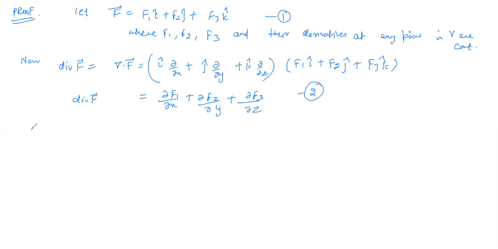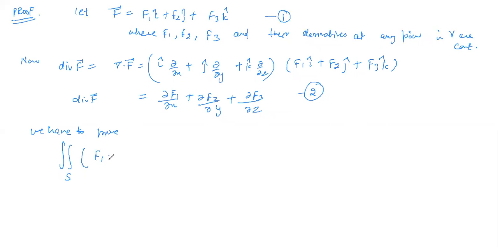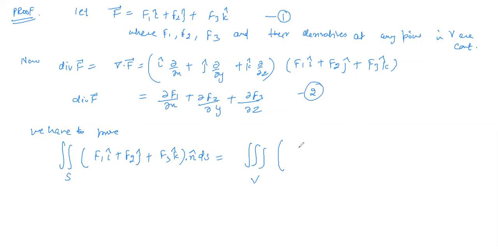Now in this theorem we have to prove the surface integral of F dot n. Here we substitute the value of F component-wise, that is f1 i cap plus f2 j cap plus f3 k cap dot n dS must be equal to the volume integral of divergence of F. We substitute its value, which we calculated in equation number 2: ∂f1/∂x plus ∂f2/∂y plus ∂f3/∂z, times the volume element dx dy dz. Call this equation number 3, which we are to prove here.